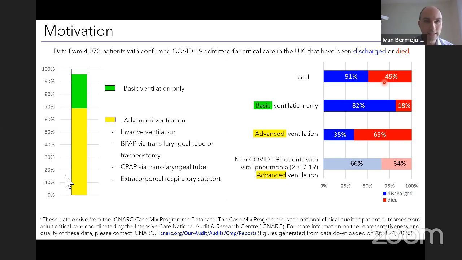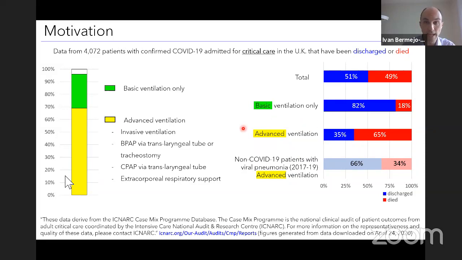So how prevalent is mechanical ventilation in critically ill patients? This is a study from the UK from a few days ago on about 4,000 patients. It's the largest that I could find online. And you can see that for patients that were admitted to critical care, more than 95% of them required some kind of ventilation. The majority of them required advanced ventilation. And here you have the outcomes. In blue, the discharged patients from the ICU, and in red, the ones that died.